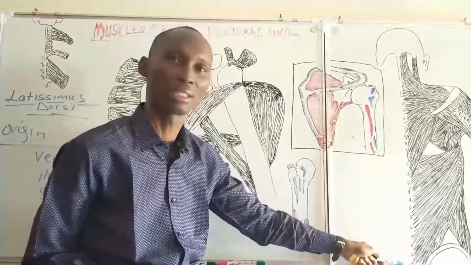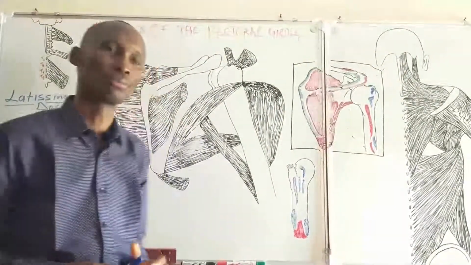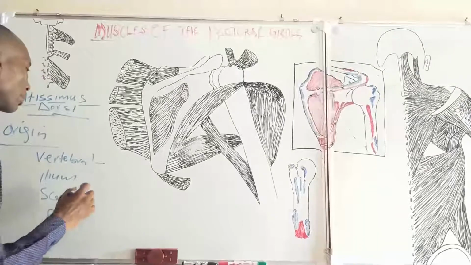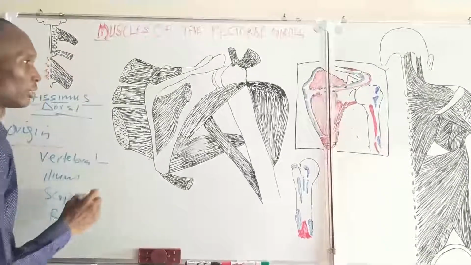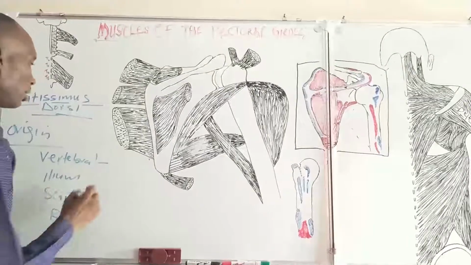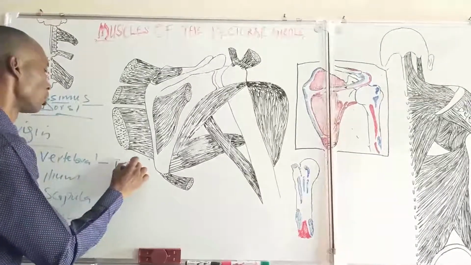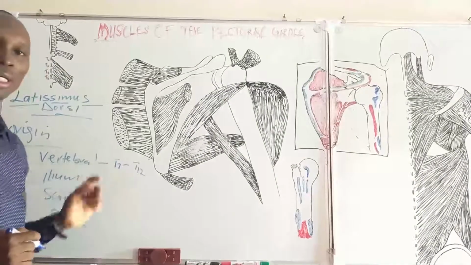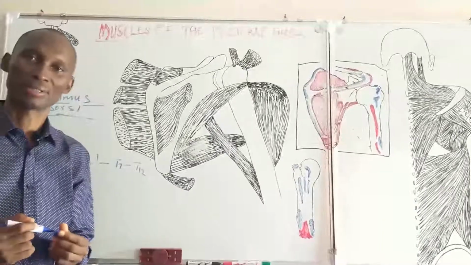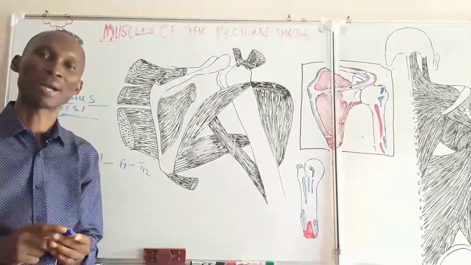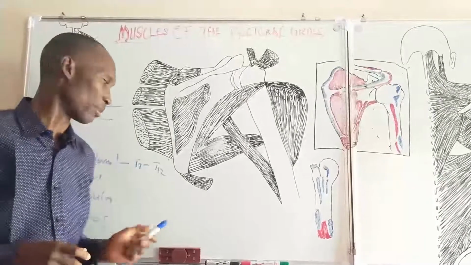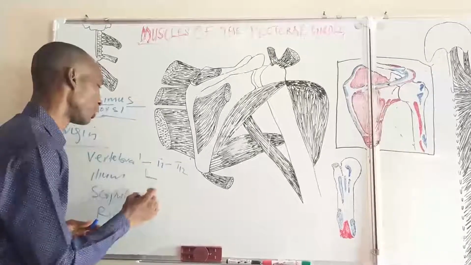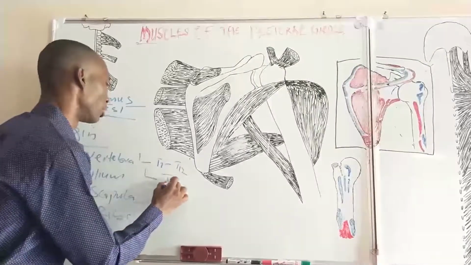Now, for the origin from the vertebral column, we will try to look at the various parts. Now we have the part that runs from the lower 6 thoracic vertebra. The lower 6, that is from T7 to T12. The part of this vertebra involved is the spines. So we have origin from the spines of the lower 6 thoracic vertebra. That's one. Then also along the vertebra, we have this origin from the thoracolumbar fascia.